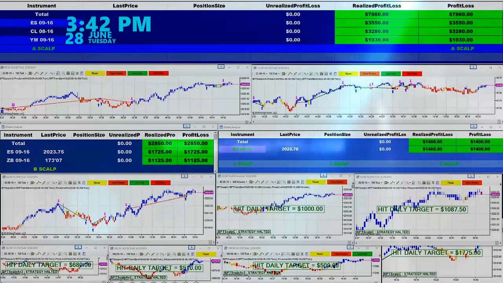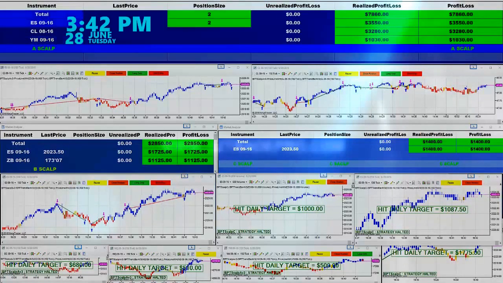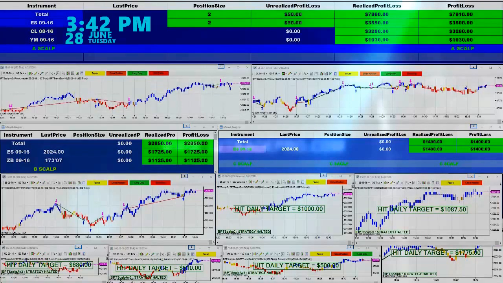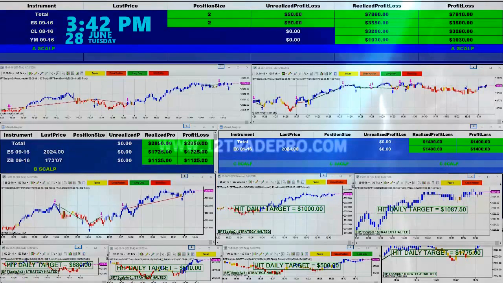On the left corner here, you have the C scalper, and you can see on the three different charts already hit the target. And then we have the YM hit the first round 500 on the A scalper, and then we reloaded. We got 500, and then some other targets have been hit.